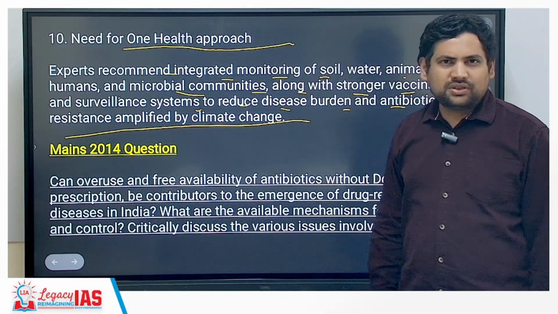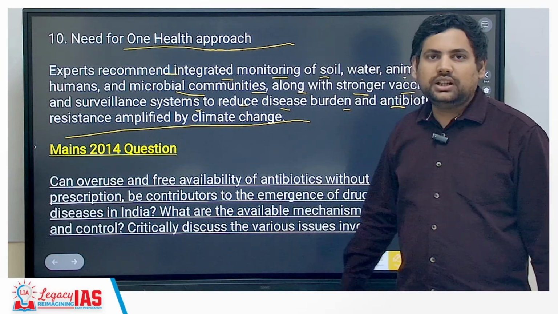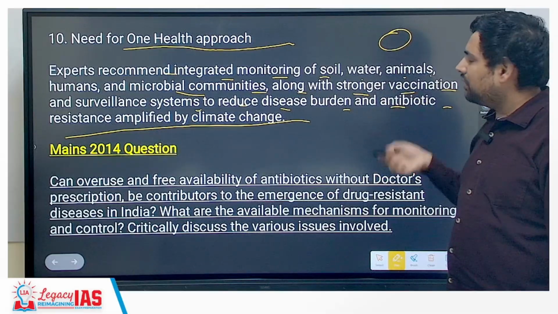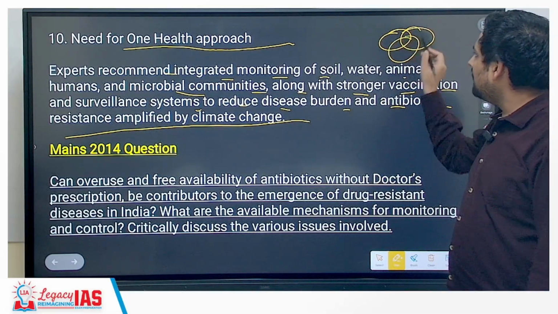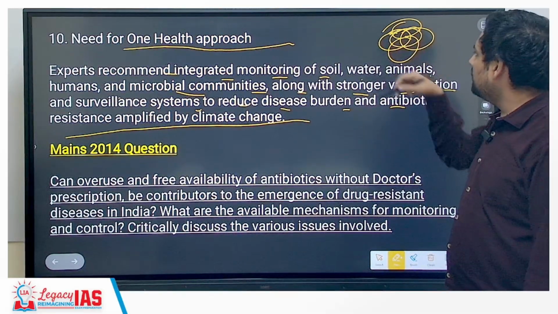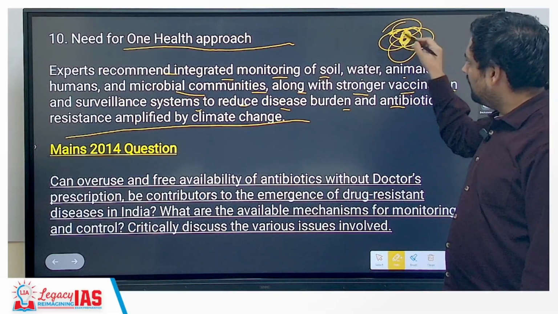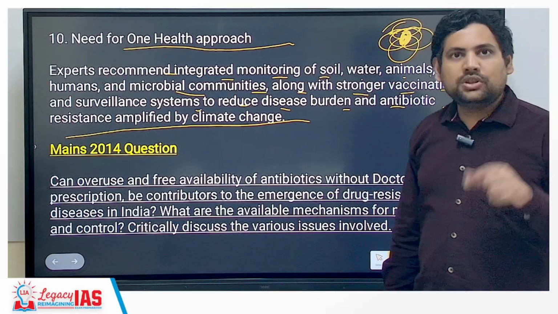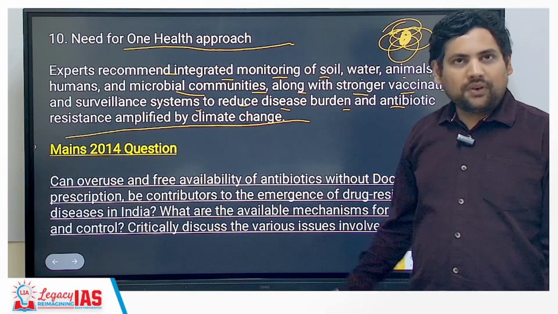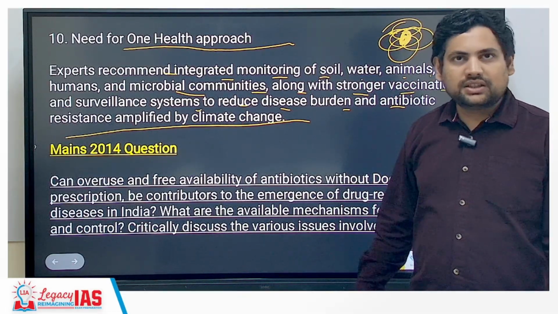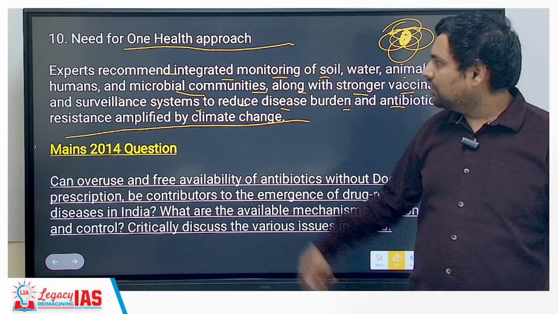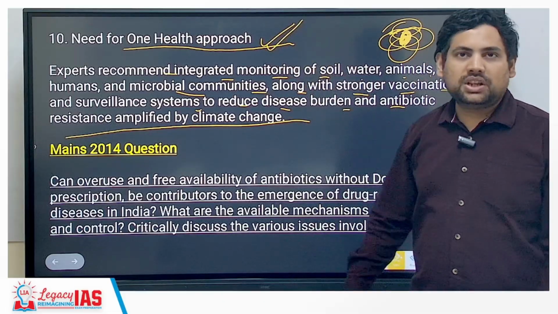So One Health approach, we have talked about this gazillion times. So basically, all the abiotic components, soil, water, then all the animals, plants, microorganisms, humans, all these must be healthy for humans to remain healthy. If any of these components is facing issues, then that will eventually get transferred to humans also. That is why One Health approach becomes important.